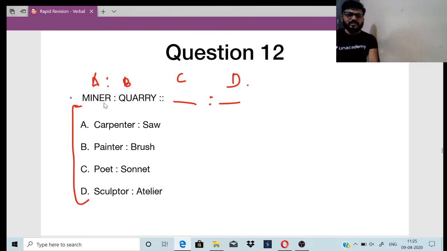So what is a minor? Minor is a person. What is query?